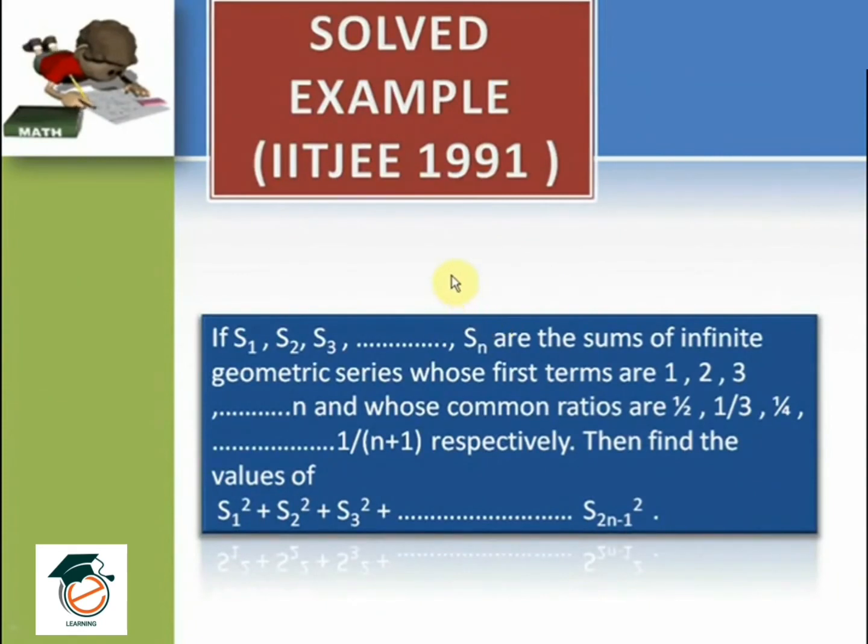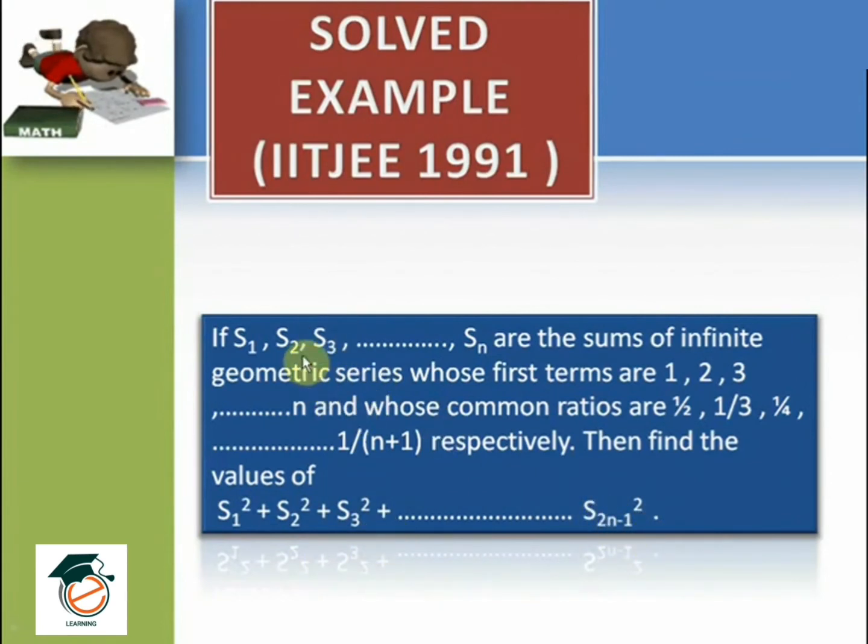Now let's solve one more IIT problem, and this appeared in 1991. It says that if S1, S2, S3 and so on up to Sn are the sums of infinite geometric series whose first terms are 1, 2, 3 and so on up to n, and whose common ratios are 1 by 2, 1 by 3, 1 by 4 and so on up to 1 by n plus 1 respectively, then find the value of S1 square plus S2 square plus S3 square and so on up to square of S of 2n minus 1.